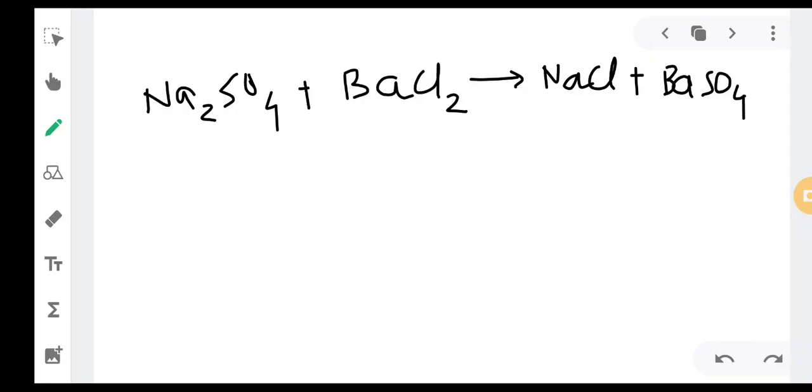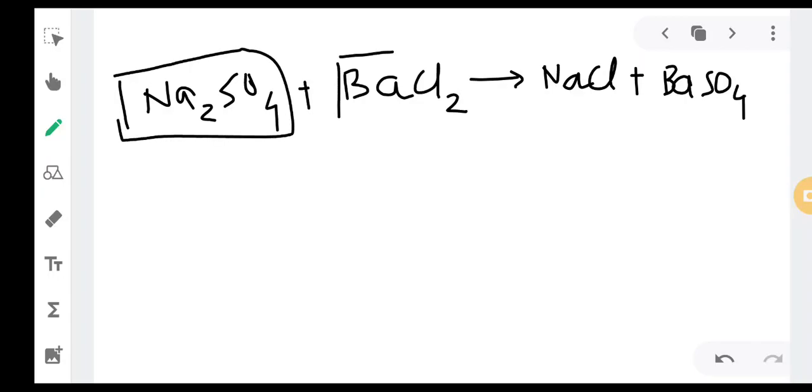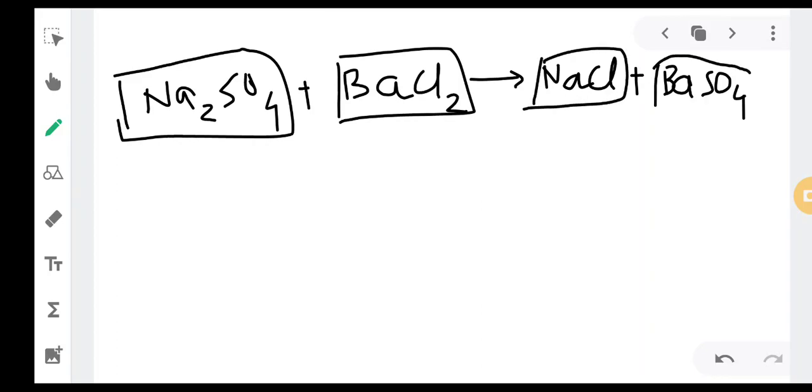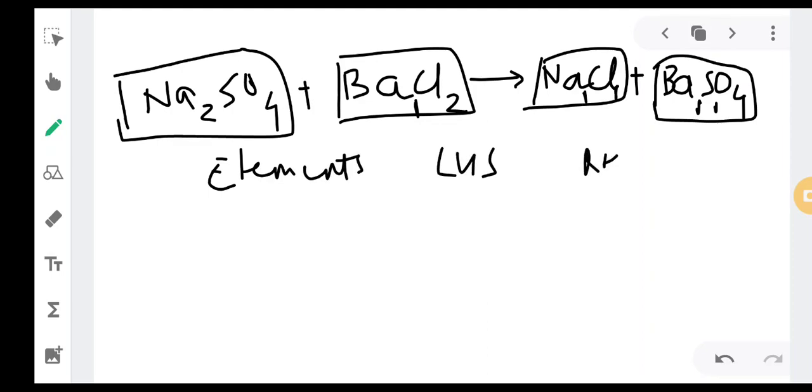Okay, so suppose this is the reaction, and you are asked to balance it. What is the first step? First draw the boxes around the reactants and products. Then you need to know how many atoms are present. Wherever no number of atoms is given, that means there is 1 atom present. First you need to identify the elements, how many elements are there. Then on the left hand side how many atoms are there, and on the right hand side how many atoms are there, that you need to know.